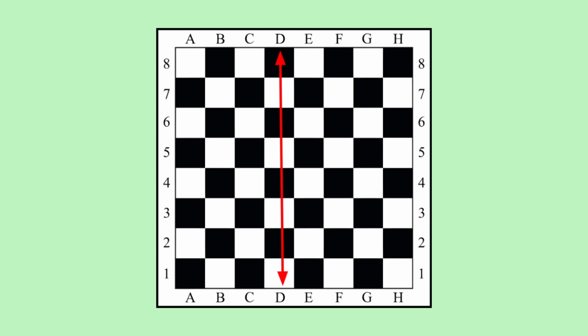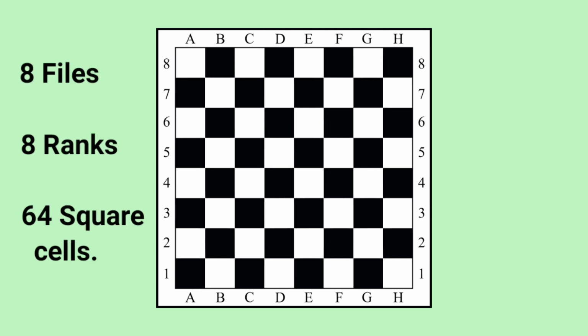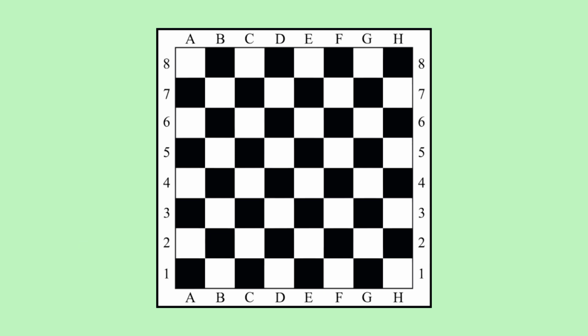D is written, so this file is the D file. And on the other side, 5 is written on both sides, so this is the 5th rank. Sometimes this symbol is shown only on one side. Since there are 8 files and 8 ranks, the board is divided into 64 square cells. Any two adjacent cells are marked with different colors. Generally, these two colors are used, white and black. Here we have used white and black colors.